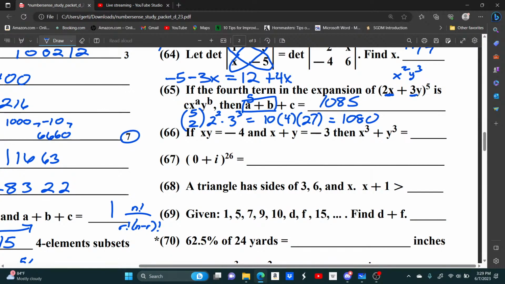Okay. xy equals negative 4 and x plus y equals negative 3. Then x cubed plus y cubed equals what? Okay. So we have to use some factoring rules here. So the expansion of x plus y cubed looks something like this.